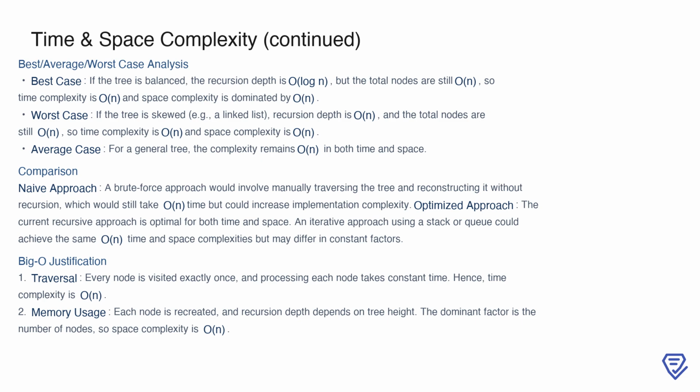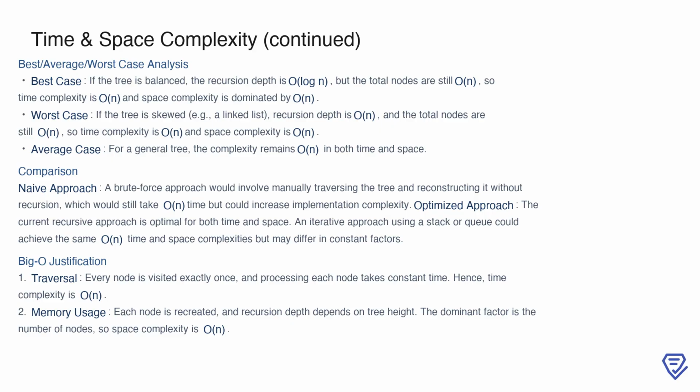The average case for a general tree also follows the same O(n) complexity for both time and space. Comparing to a naive approach, which could involve manually traversing and reconstructing the tree without recursion, the optimized recursive approach is not only simpler but also optimal in terms of time and space. While an iterative approach using a stack or queue could achieve the same O(n) complexities, the constant factors might differ.